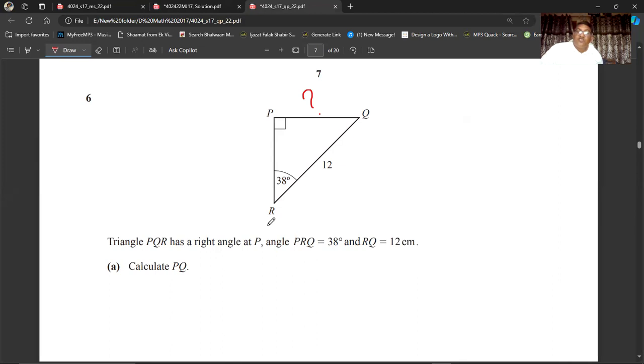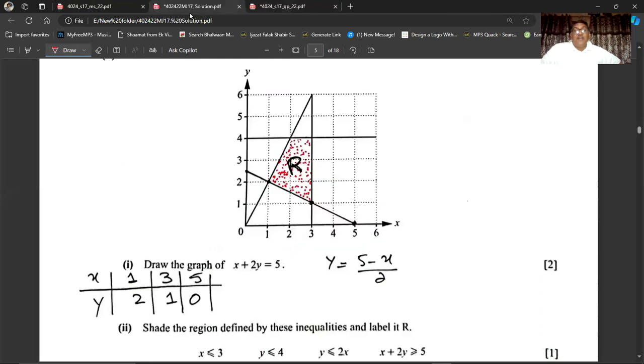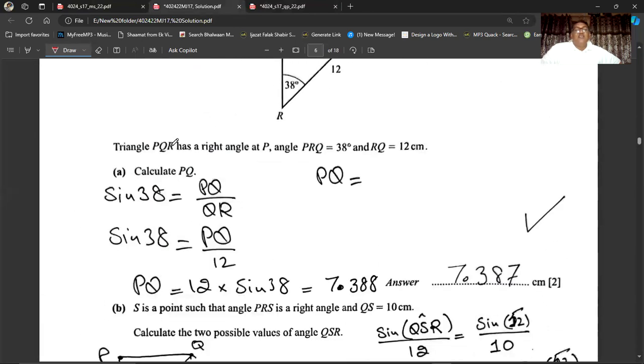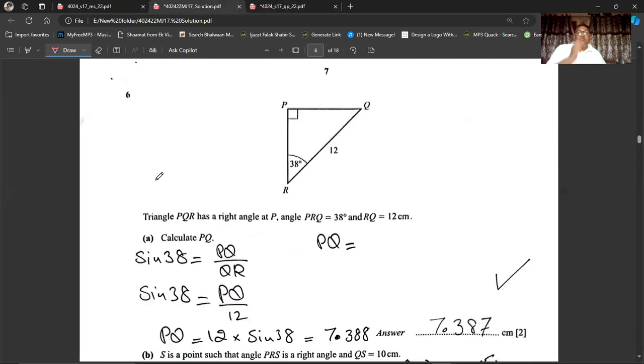This is the side opposite to the 90 degrees, so this is the hypotenuse. The ratio between the perpendicular and the hypotenuse is called sine. So I'm going to use the sine, and very easily I can find this. Sine 38 is equal to the perpendicular by the hypotenuse, so PQ divided by QR.